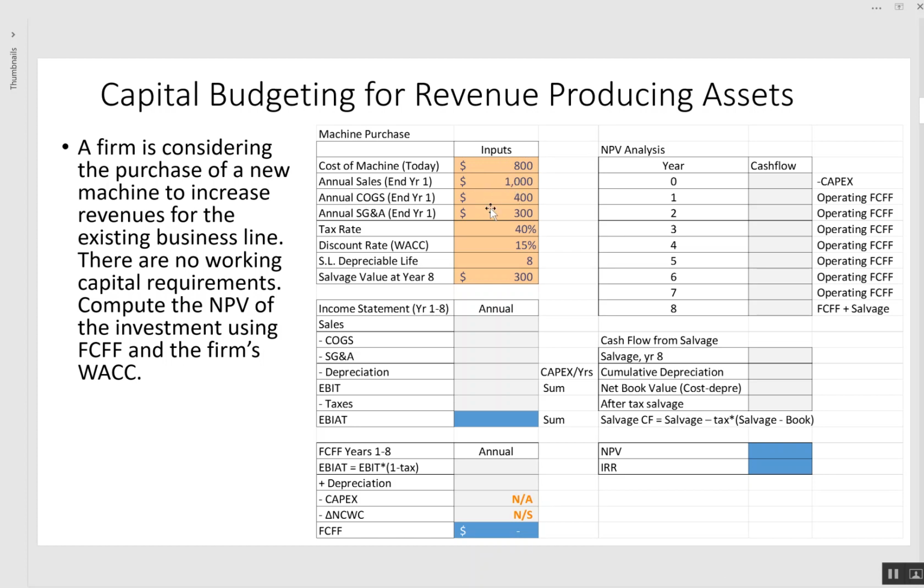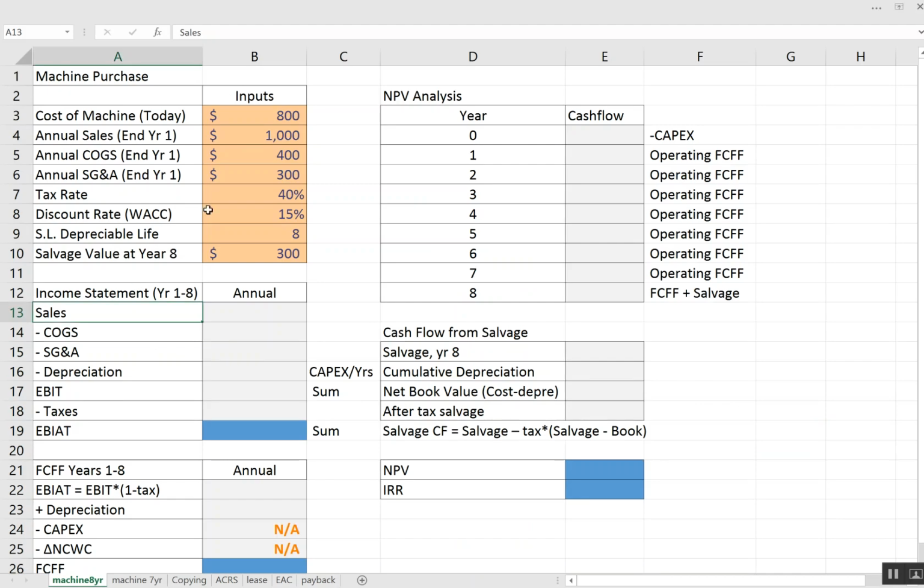I have some sales, cost of goods, and general and administrative expenses. I have a tax rate. I'm going to use the WACC as a discount rate. I'm going to depreciate the cost of my machine over 8 years. And I'll assume at the end of 8 years I'll sell it for $300, even though I depreciate the full amount. So let's calculate the NPV of this project and see if we should do it.